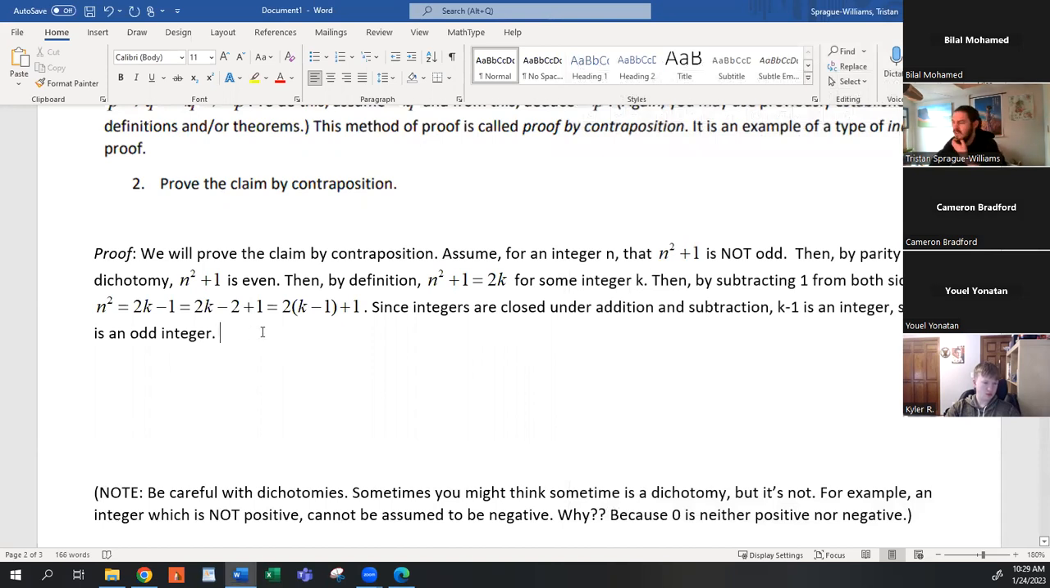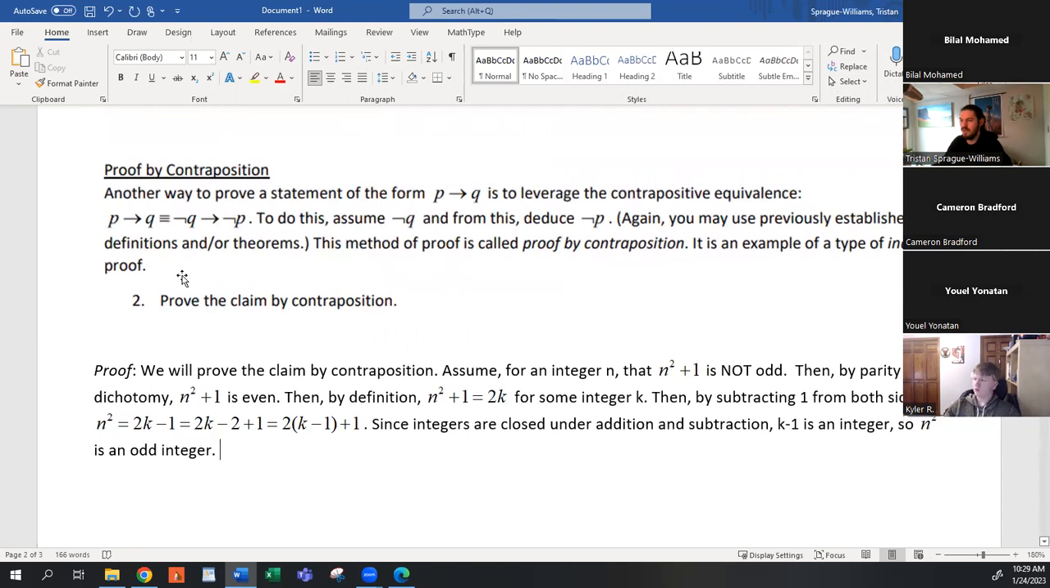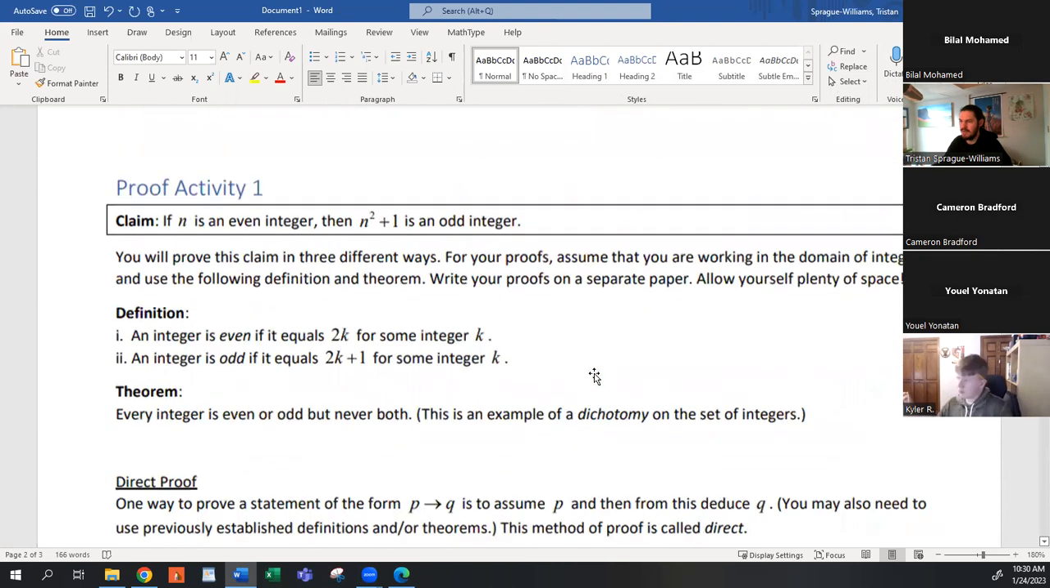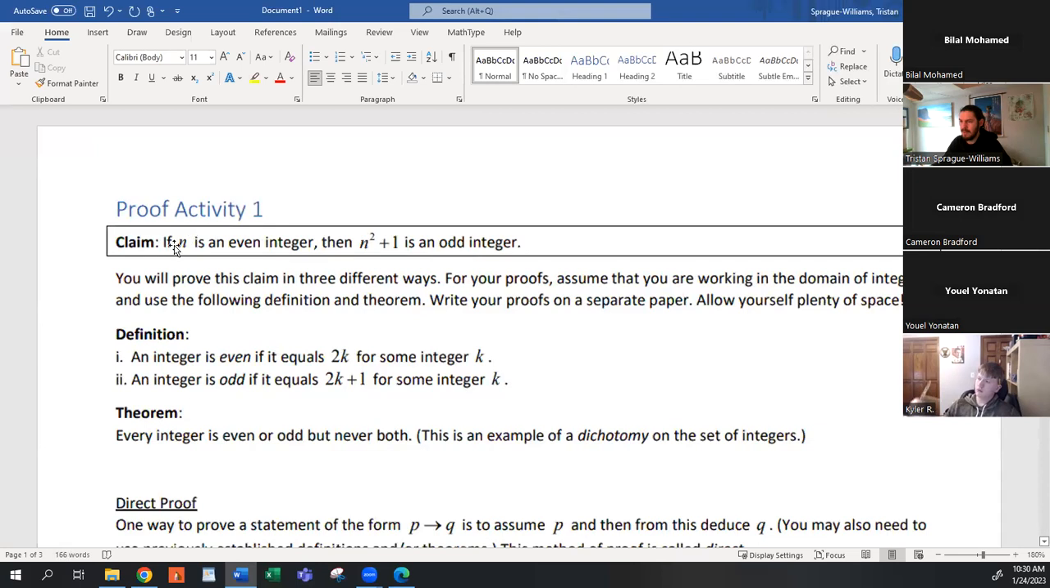Okay, we've come to this point now. We've got n squared is odd. Now, remember what our goal is? Our goal is to deduce the negation of the original hypothesis. So going back up to our claim, the hypothesis was n is an even integer. So we want to show somehow that n is not an even integer, which we know now because of that dichotomy means n is an odd integer. So far we've been able to show that n squared is an odd integer. How can we prove that n is an odd integer?